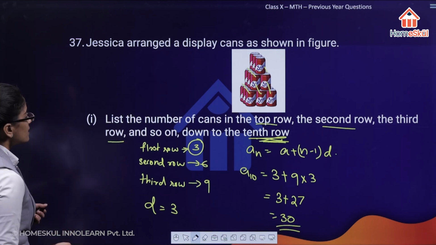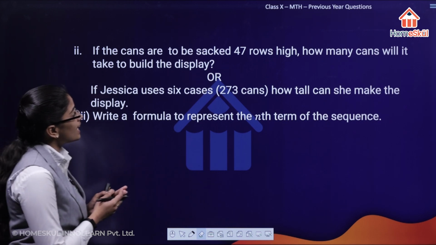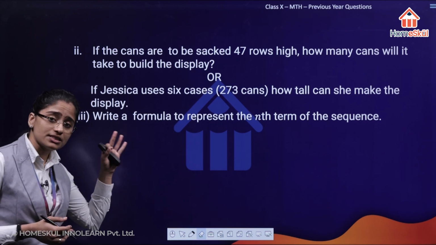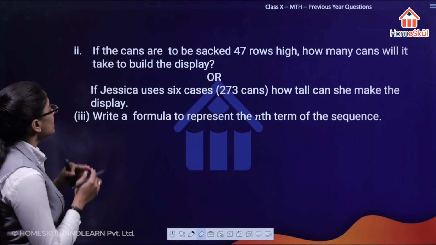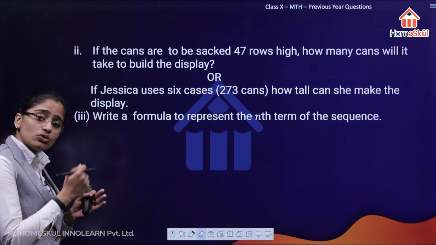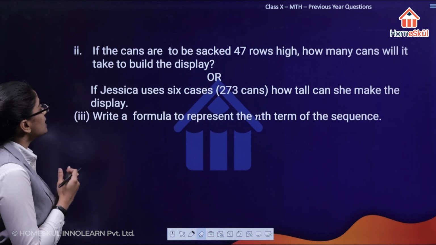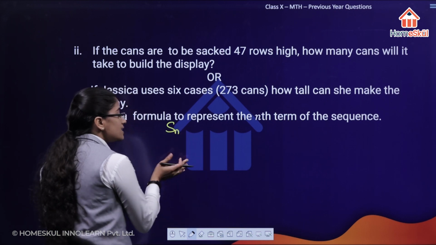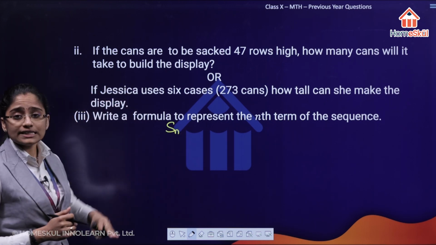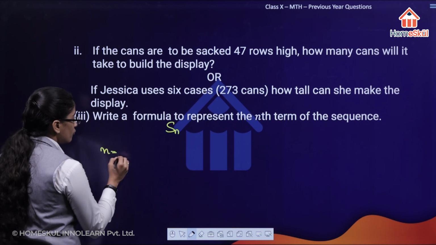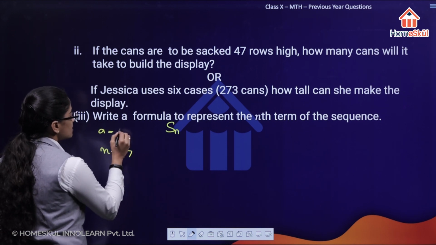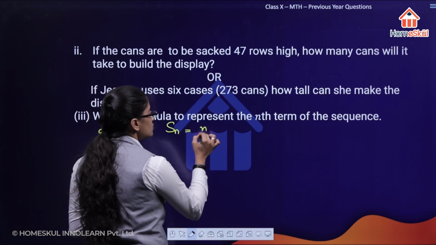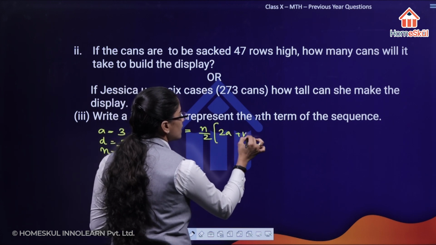Okay. Now the second sub question: if the cans are to be stacked 47 rows high, how many cans will it take to build the display? So here what we need to find out is Sn, the sum of cans required to build 47 rows, isn't it? That means n is equal to 47. What is a, the first term? The first term is 3. What is the common difference? That is also 3. Sn is equal to n by 2 into 2a plus n minus 1 into d.